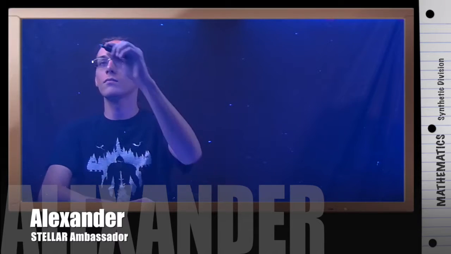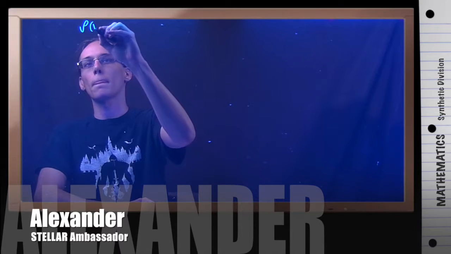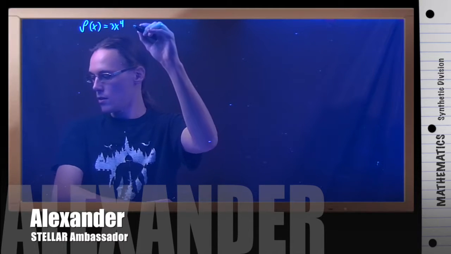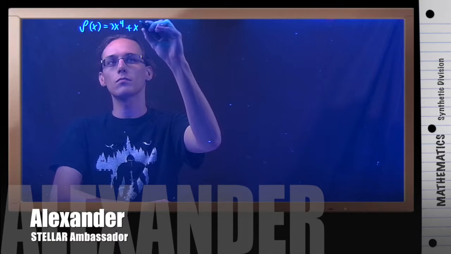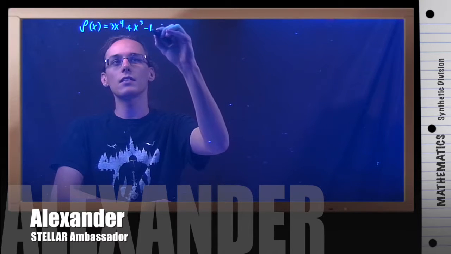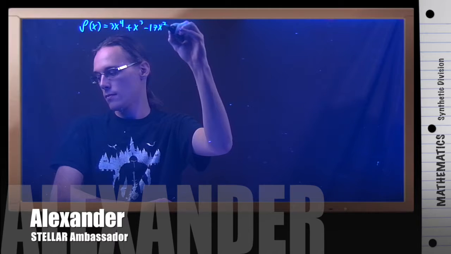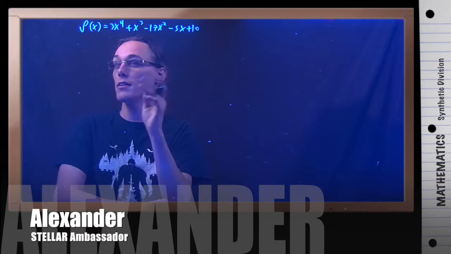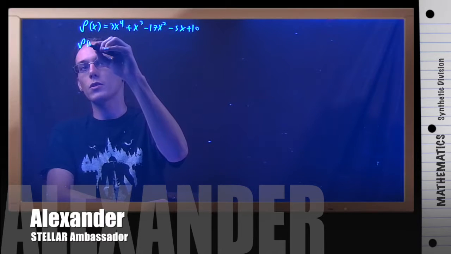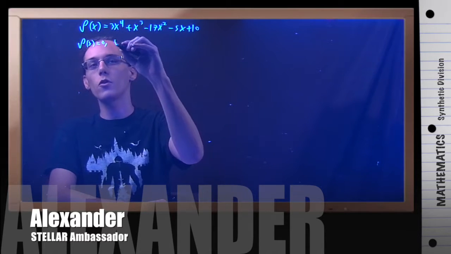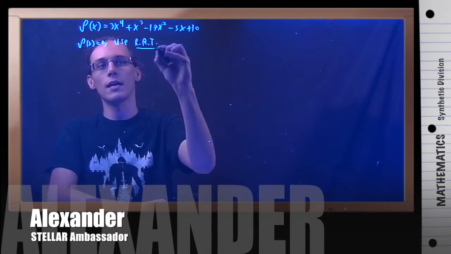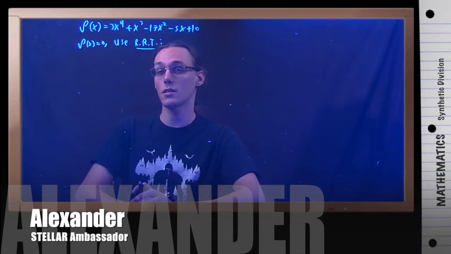In this example, we're given the following polynomial, p of x is equal to 3x to the fourth plus x to the third minus 17x squared minus 5x plus 10. And given this, we're asked to solve the equation p of x equals 0, and we're told to use the rational roots theorem, which I'll abbreviate as RRT, to help us do so.